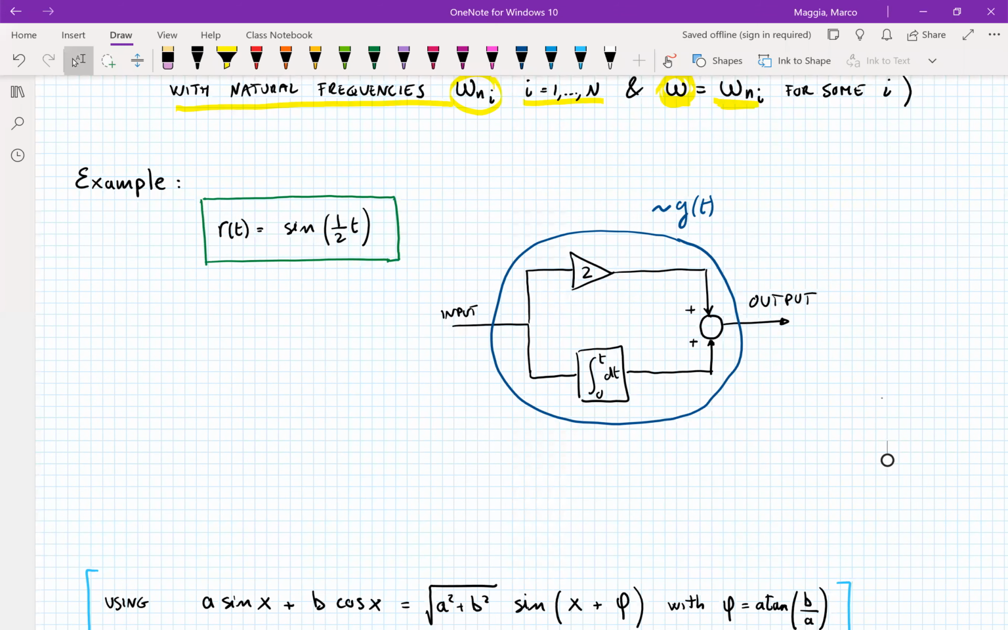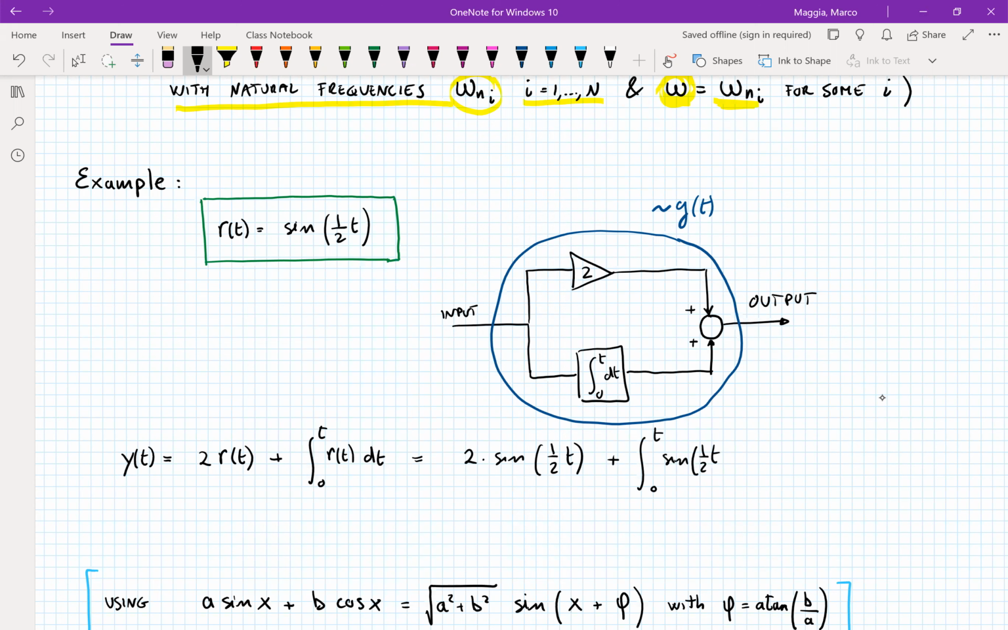But remaining in the time domain, because that's what we've seen, we can construct directly the output as 2 times the input plus the integral of the input itself. So what do we have here? We have 2 times sine of 1/2 t plus the integral from 0 to t of sine of 1/2 t dt.